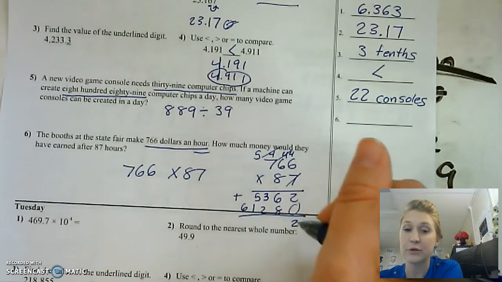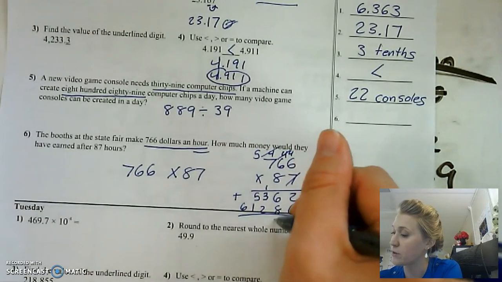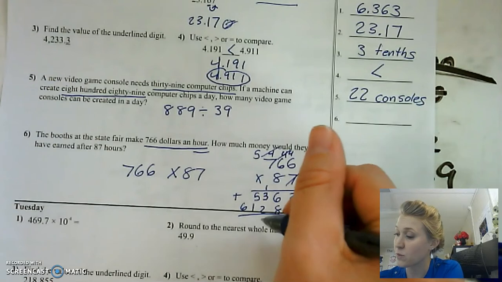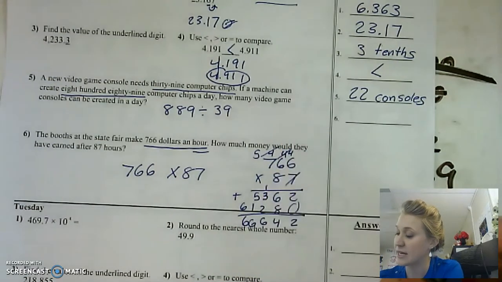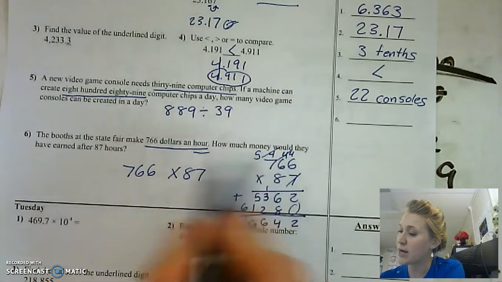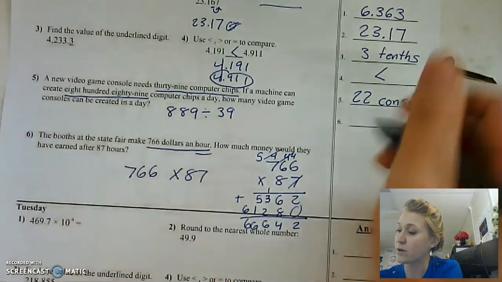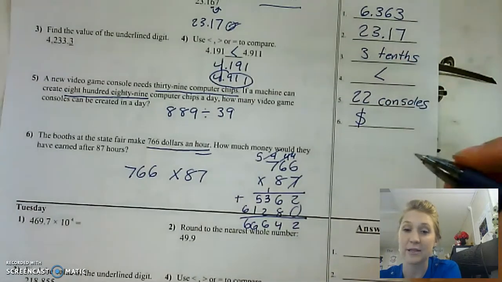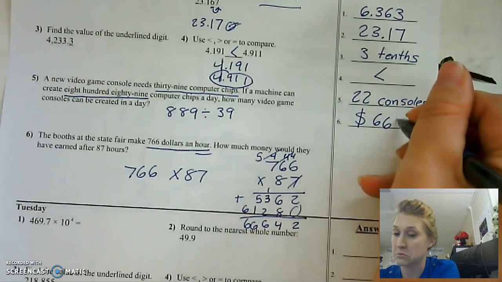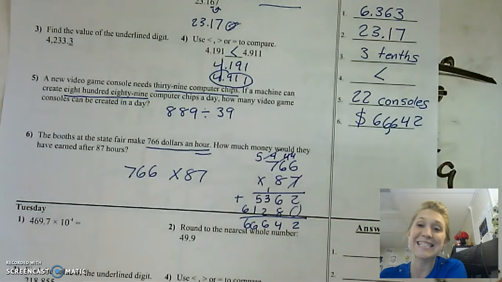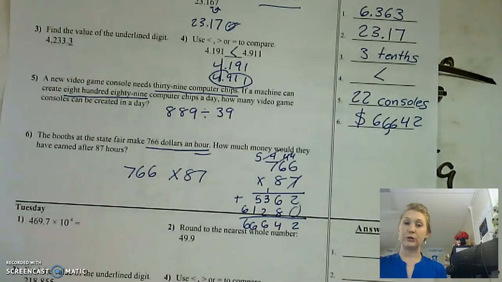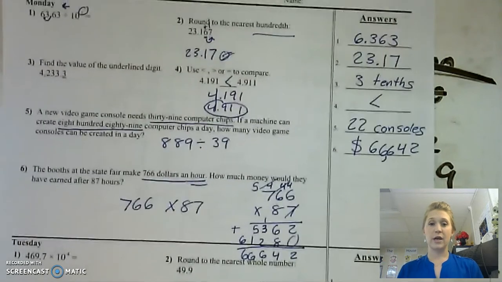2 plus 0 is 2. 8 plus 6 is 14. Carry your 1. 3 plus 2 is 5. Plus 1 is 6. 5 plus 1 is 6. And bring down your 6. So, how much money would they have earned after 87 hours? This is money, so I'm going to label my answer as, whoa, 1, 2, 3, comma, $66,642. So there you go.